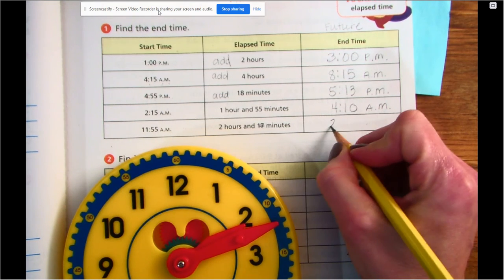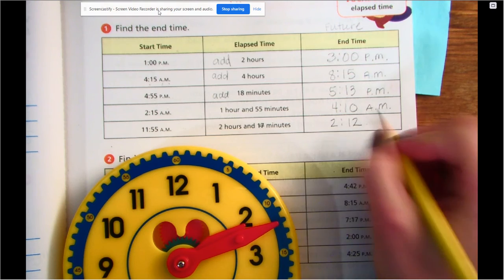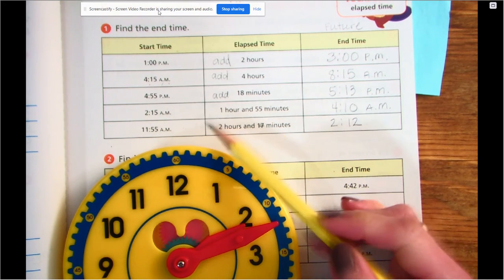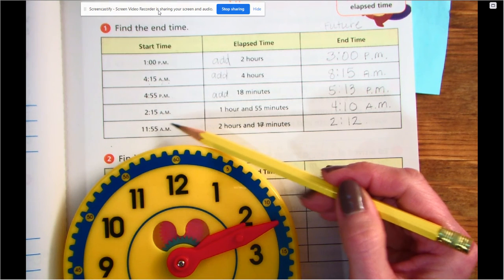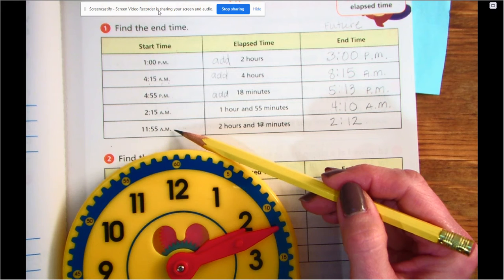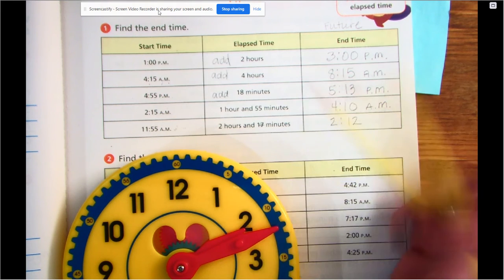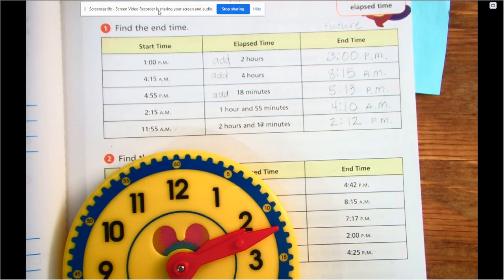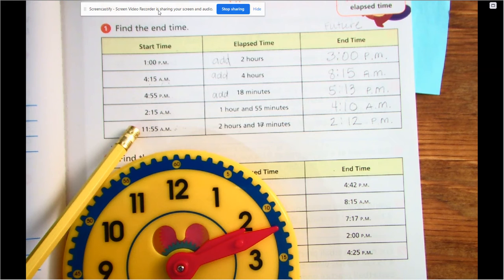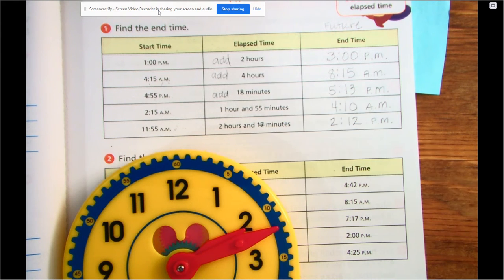So 2:12. But remember, we crossed over the lunch hour, the noon time, that 12 o'clock. Right? So it became PM because this only had 5 more minutes. So now it's 2:12 p.m. This is like recess time, right? Just before lunch, kind of still in the morning. Now in the afternoon, it's PM.